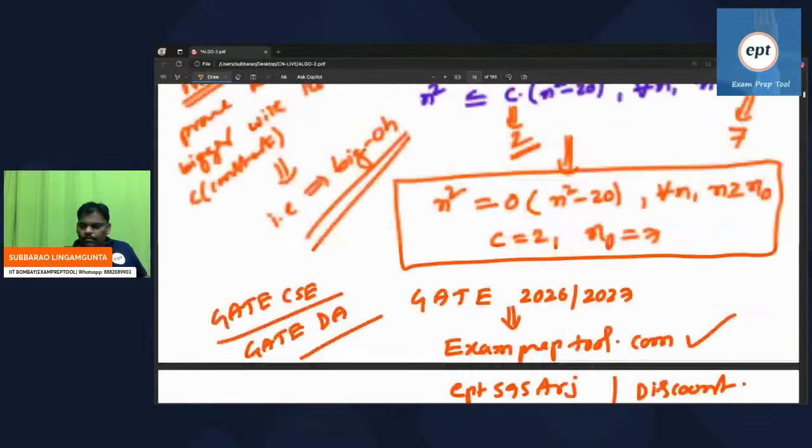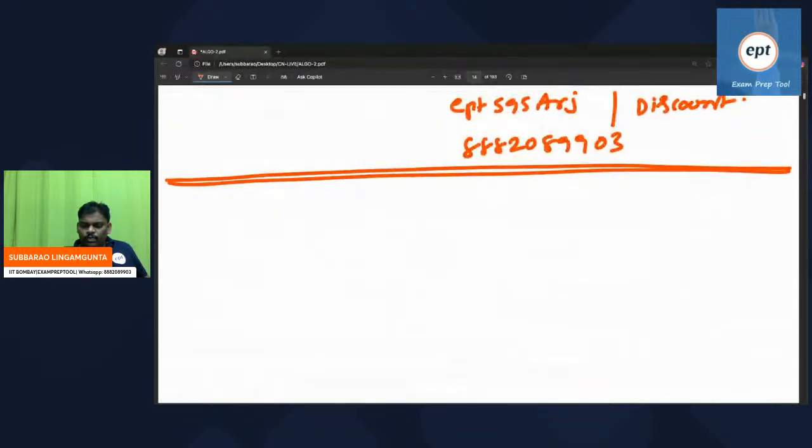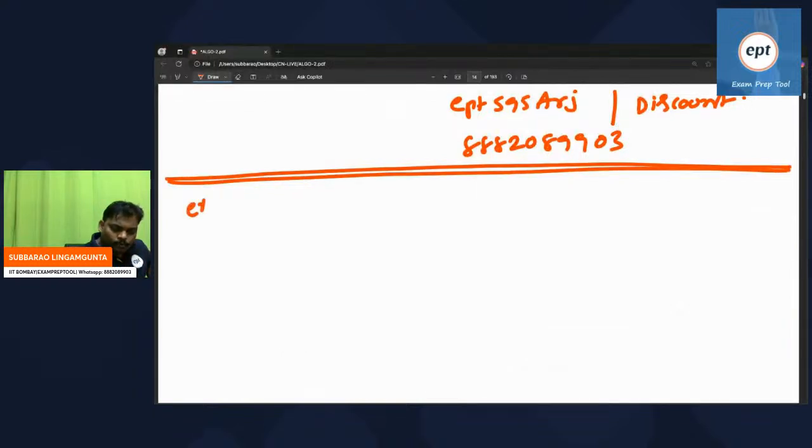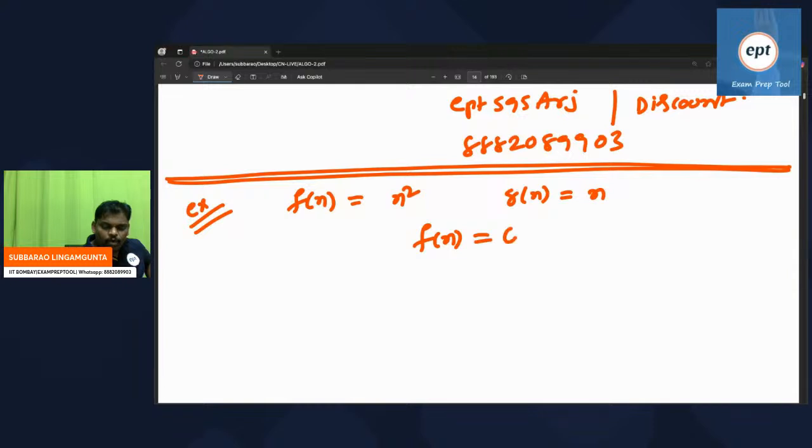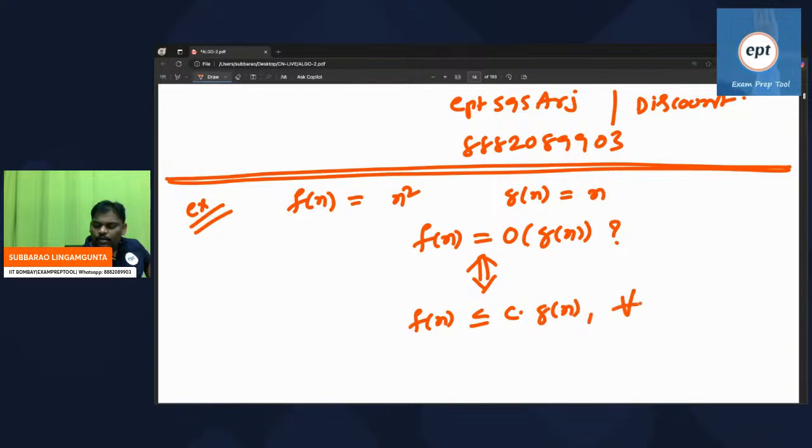Now let's move to the next one. One more problem. F of n is equal to n square, G of n is equal to n. Then I want to prove f of n is big O of G of n. To prove this, the condition that should be satisfied is f of n is less than or equal to some C into G of n, for all n where n is greater than or equal to n0.